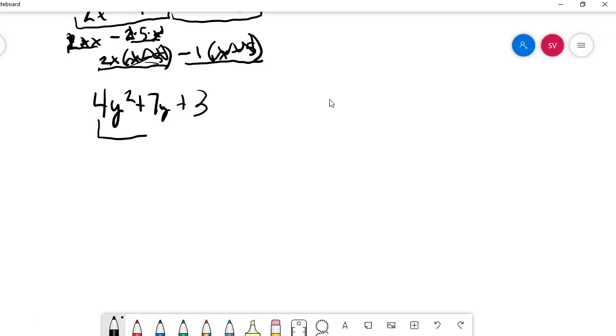Step 1, multiply the first and the third term together. 4 times 3 is 12. Step 2, we ask the riddle. What two numbers, when multiplied together, give me 12, but when added or subtracted together, give me 7? Well, what does 12 break down into? 12 times 1, 6 times 2, 4 times 3. Which combination of these gets me to 7 if I add them or subtract them?